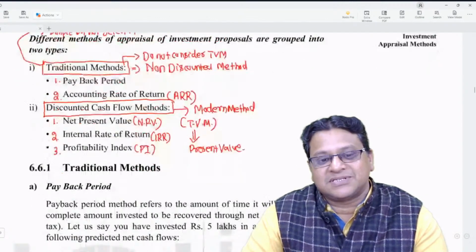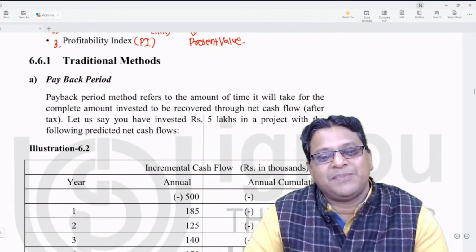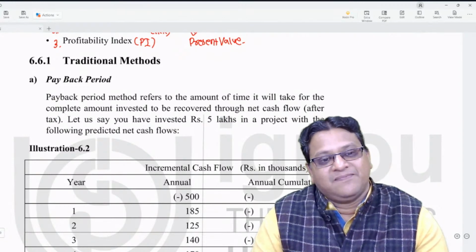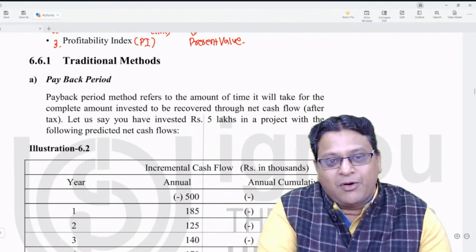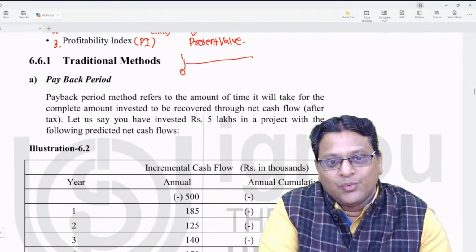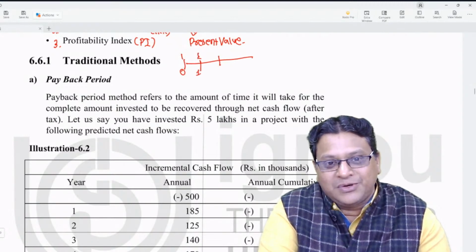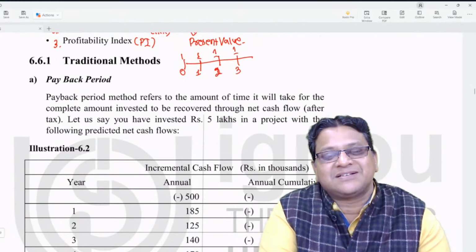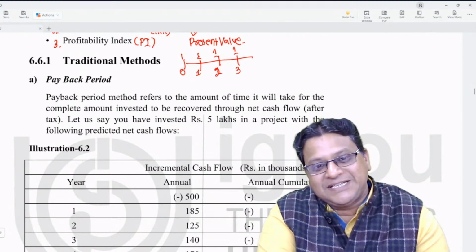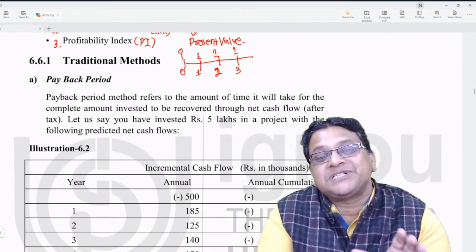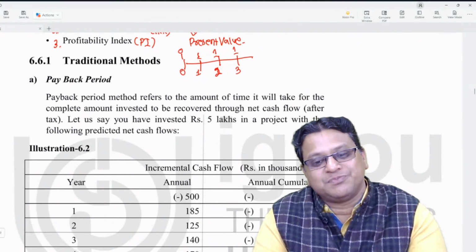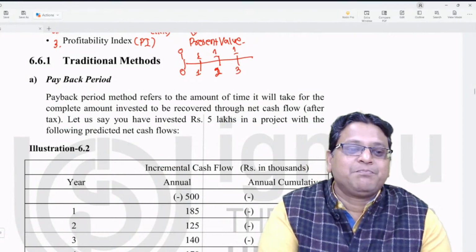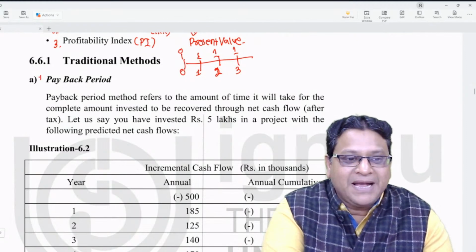First, traditional methods. As I have already discussed, the traditional methods do not consider time value of money. They think that 1 rupee of today is equal to 1 rupee of 1 year later, equal to 1 rupee of 2 years later, equal to 1 rupee of 3 years later. Money received in different time periods are of same value. These methods assume that. So, the first method under traditional methods is payback period method.